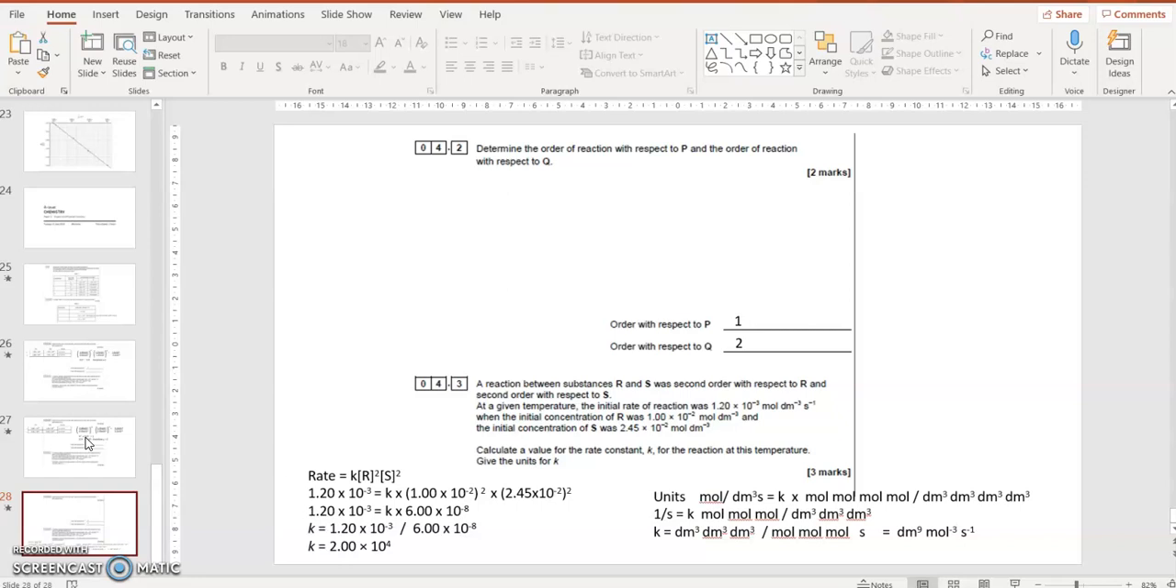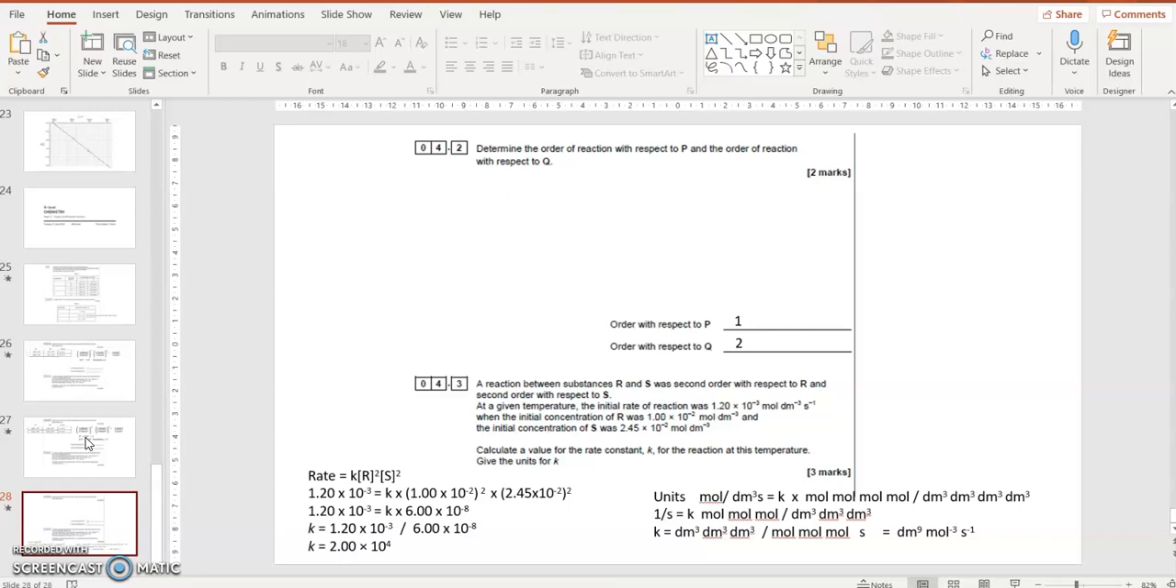I've got the concentration of R, 1 times 10 to the minus 2, and that's squared because R is second order. 2.45 times 10 to the minus 2 is S. That's S squared as well, because it says the order with respect to S is second order. Put the numbers in, rearrange. K is 2 times 10 to the minus 4.